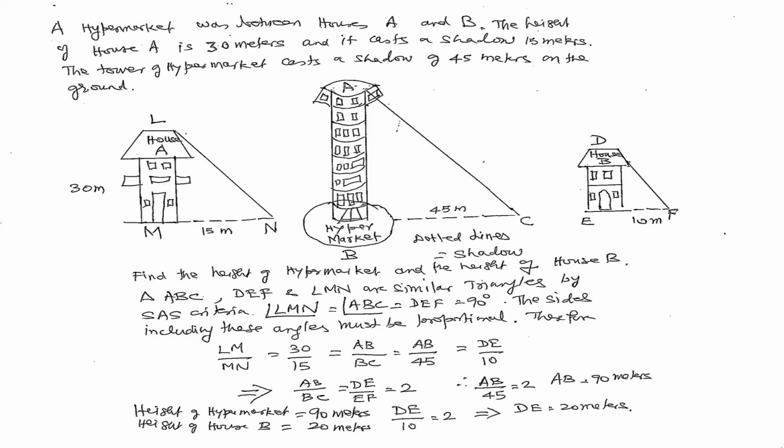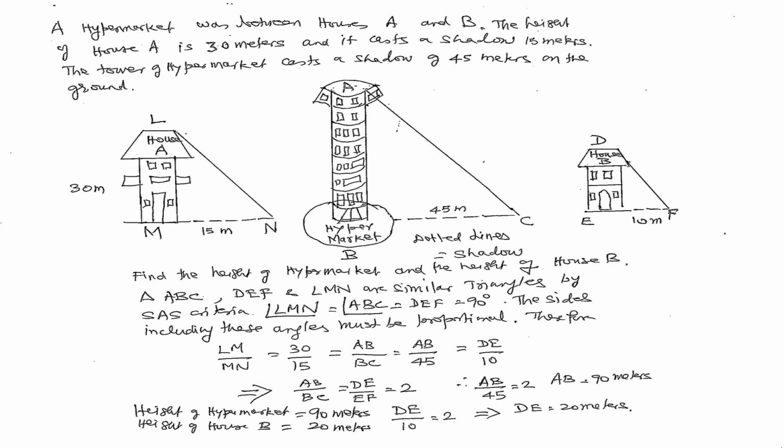Therefore, LM by MN, which is equal to 30 by 15, is equal to AB by BC, which is equal to AB by 45, which is equal to DE by 10. Therefore, AB by BC is equal to DE by EF is equal to 2. AB by 45 is equal to 2. So, AP hypermarket tower is 90 meters.